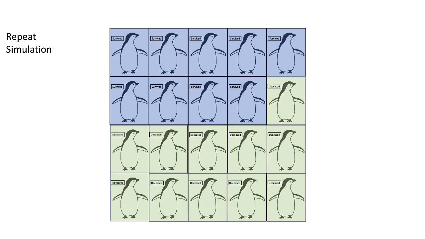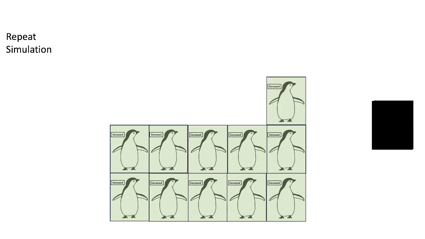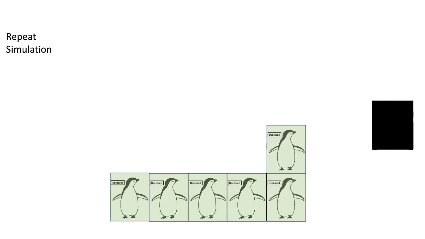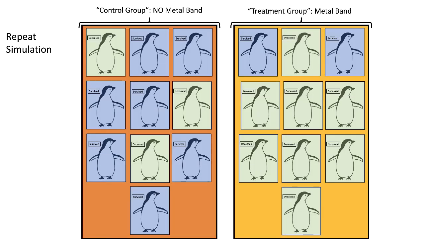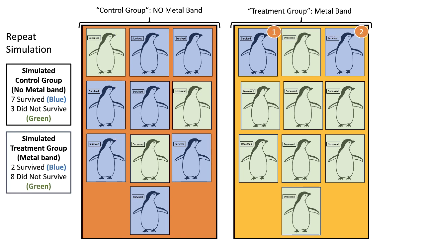Next step, we would repeat the simulation. Remember, the idea is that we repeat the simulation over and over and over again. So I would take my cards, turn them all over, collect them into a single pile, shuffle them, and once again, deal them into 2 different groups. So I've done the simulation a second time. In my simulated control group, this time I had 7 penguins that survived and 3 that did not. In my simulated treatment group, I had only 2 that survived and 8 that did not.